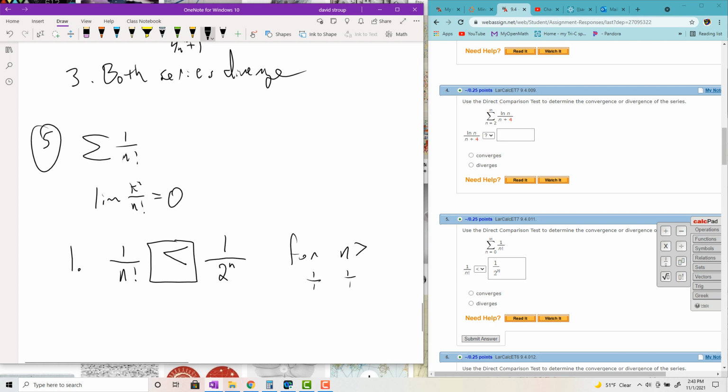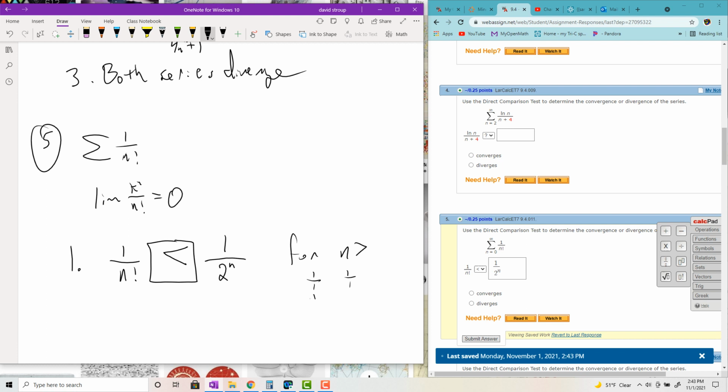Obviously on my test you can't just say it's convergent or divergent. You have to go through this 3-step process. But anyways, for safety, even n equals 1 won't work, right? Because you get 1/2 and then 1/2. At 3 you get 1 all over 6 and then 1 all over 8. So that still doesn't work. So at 4 you get 1 all over 4 factorial, so 24, and then 1 all over 2 to the 4, 16.